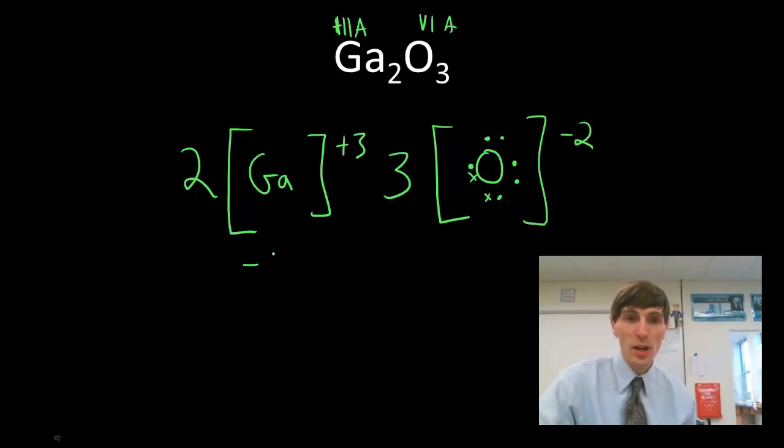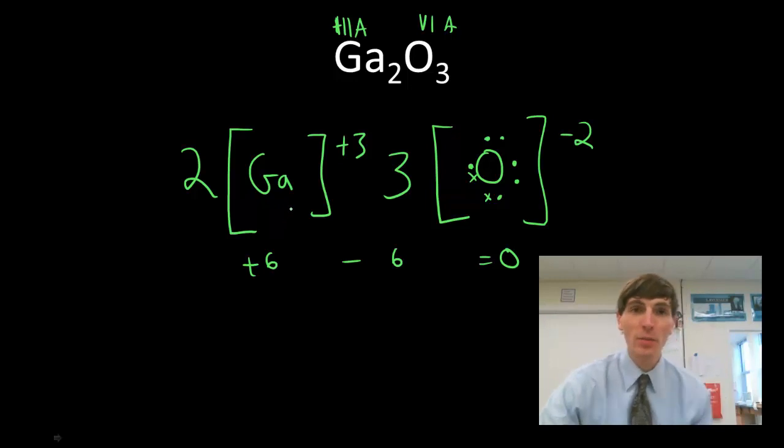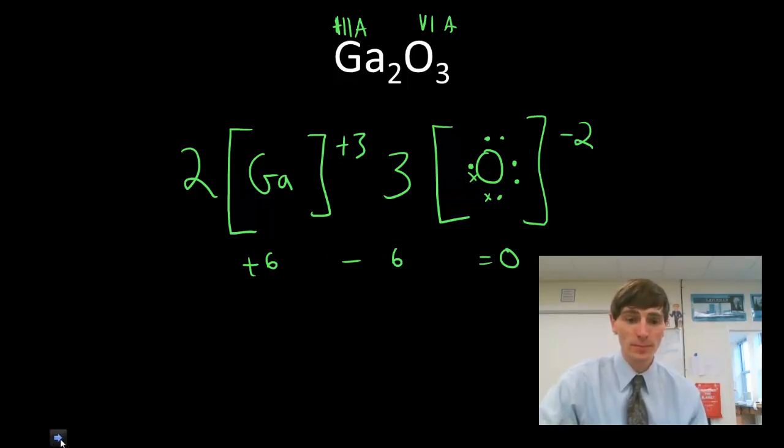I could check the charge. 2 times 3 is +6, minus 3 times -2. It's going to give me 0. Charge is going to be conserved. And they're always going to pair up in this ratio so that everybody is happy. All my gallium have lost their electrons. The 2 gallium have lost those total electrons, and my oxygen have gained them all. So everyone is now happy.